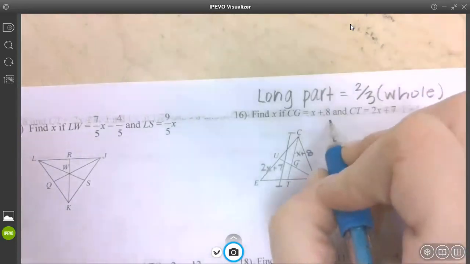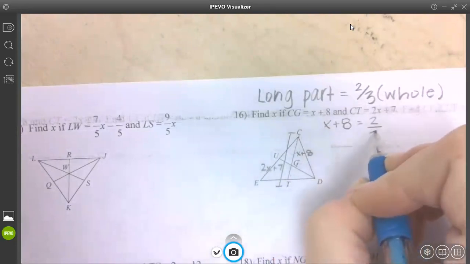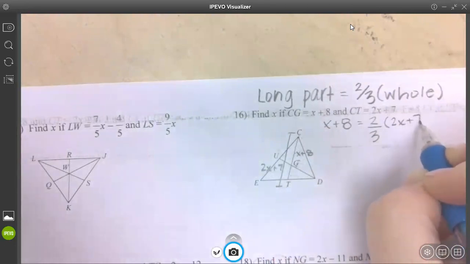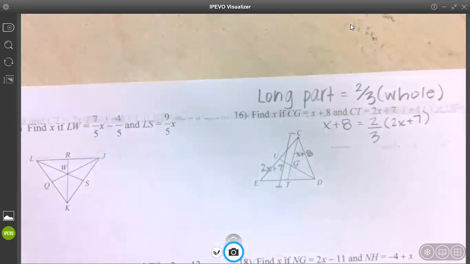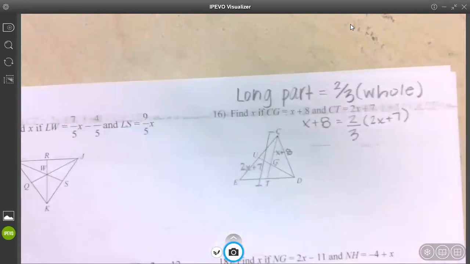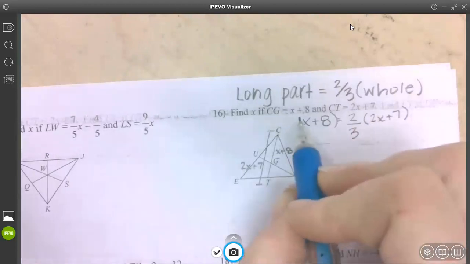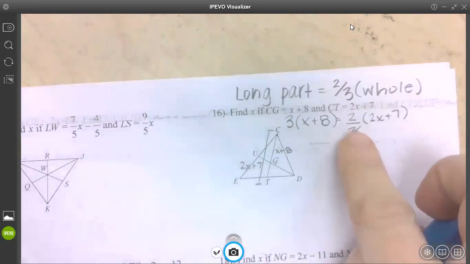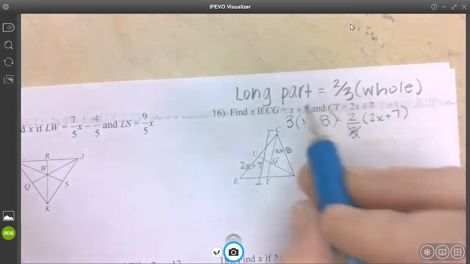So our long part is x plus 8 equals 2/3 times that whole line, which was 2x plus 7. We're going to do the same steps over and over again. The problem with this is you don't like fractions, and that's fine. So the first thing I can do is get rid of this divide by 3, and the way that I'm going to do that is to multiply this side by 3. That will get rid of that 3, but I'm not going to show it. So that's how we're going to get rid of it, multiply by 3.